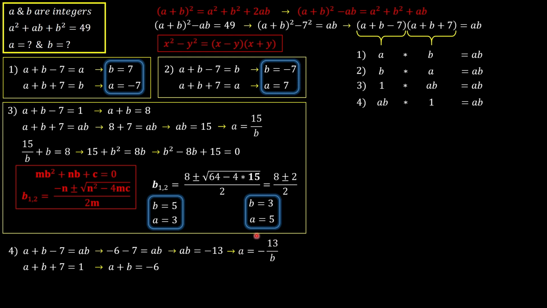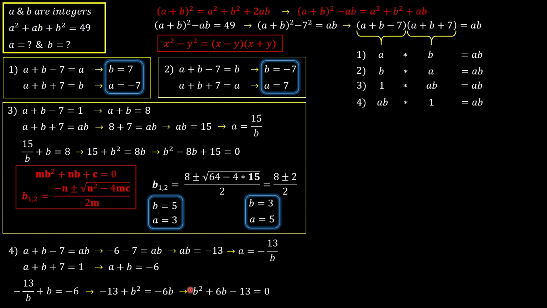Then let's put this value of a into the other equation. Then we'll get minus 13 divided by b plus b equals minus 6. Then let's multiply both sides of this equation by b. Then we'll get minus 13 plus b squared equals minus 6b. Then it will be b squared plus 6b minus 13 equals 0.